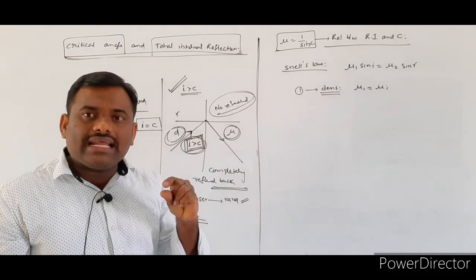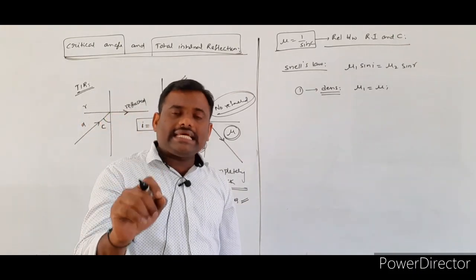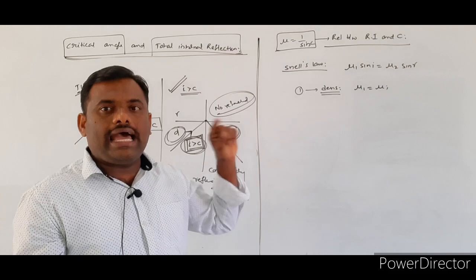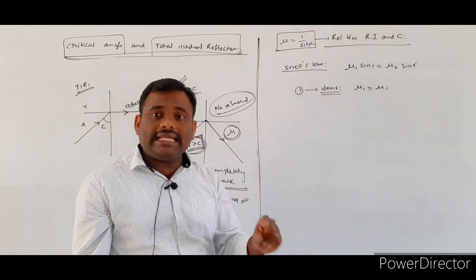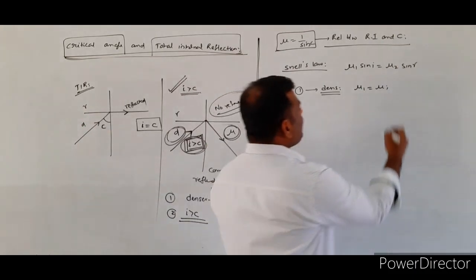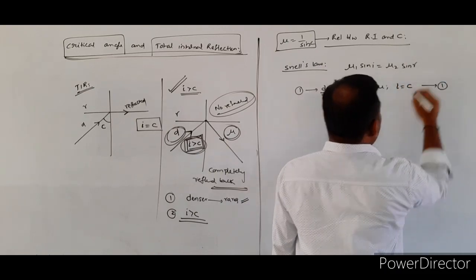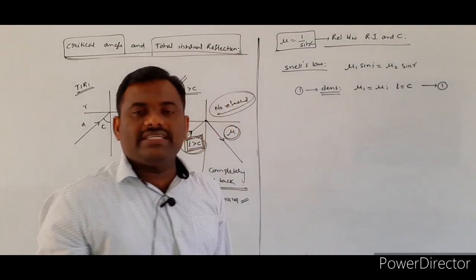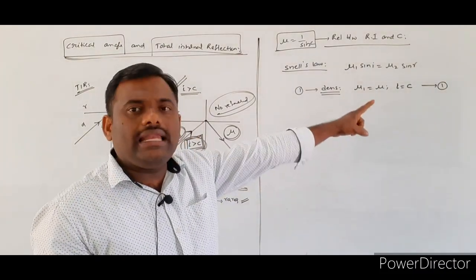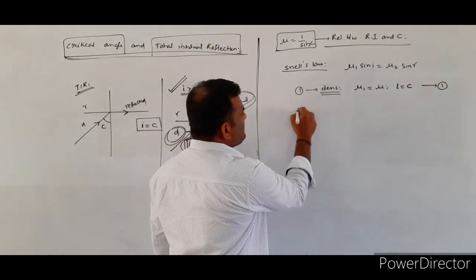Next, here we are assuming that the light rays are incident at the critical angle. Whenever the light rays are incident at a critical angle, the angle of incidence value is equal to what? Critical angle.